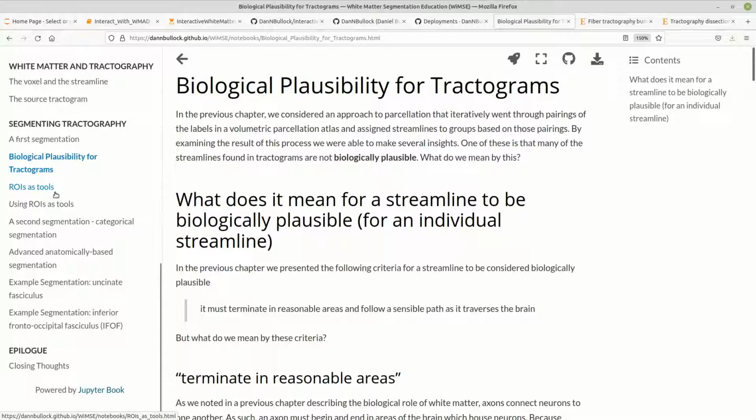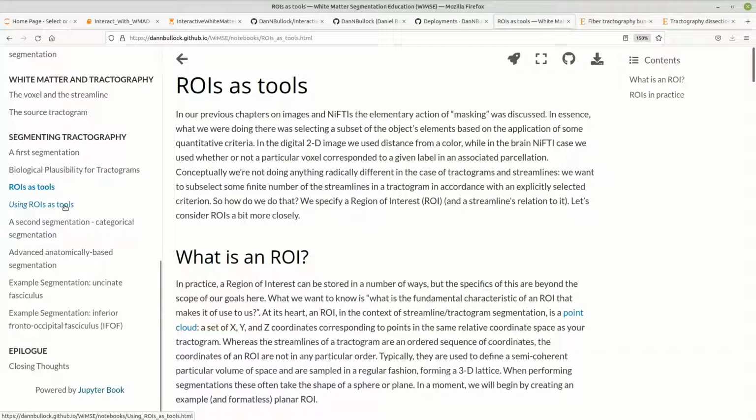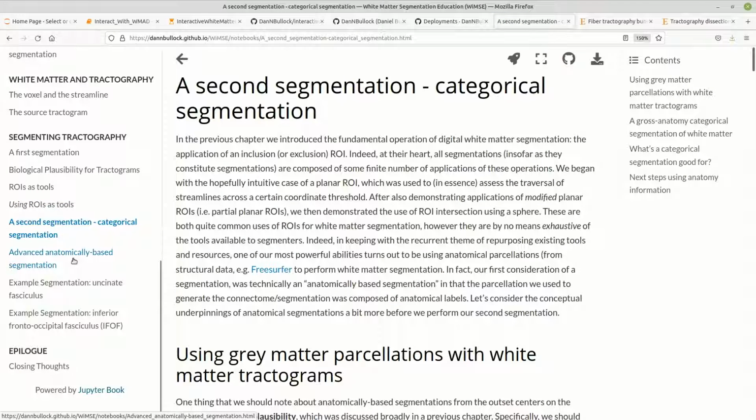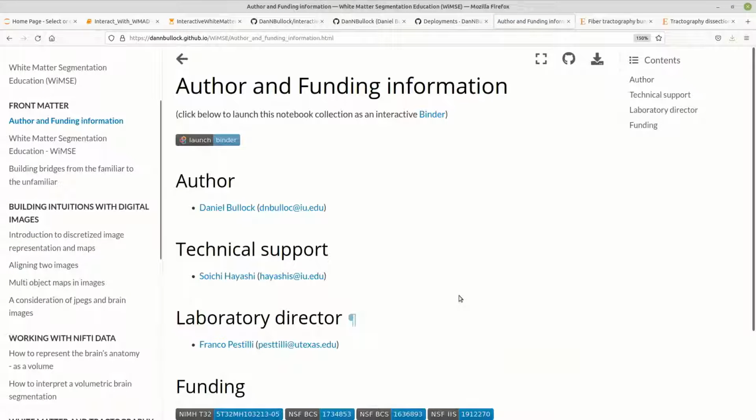While WMSE is already a fairly substantial resource in its current state, it is, of course, a work in progress. Our current developmental roadmap includes both the polishing of existing chapters and the addition of subsequent special topics chapters. We're also extremely interested in engaging others and the neuroimaging community more broadly in the expansion and development of this resource. Please feel free to reach out to us with any comments, questions, or suggestions that you may have.